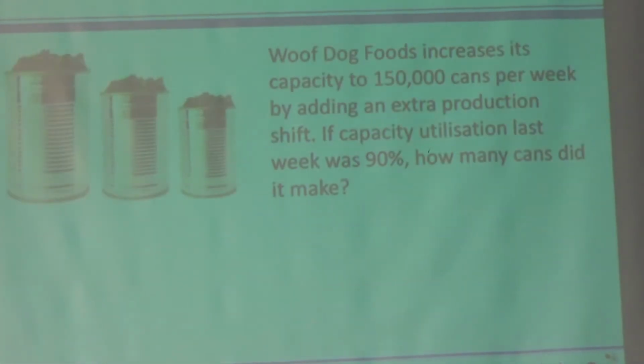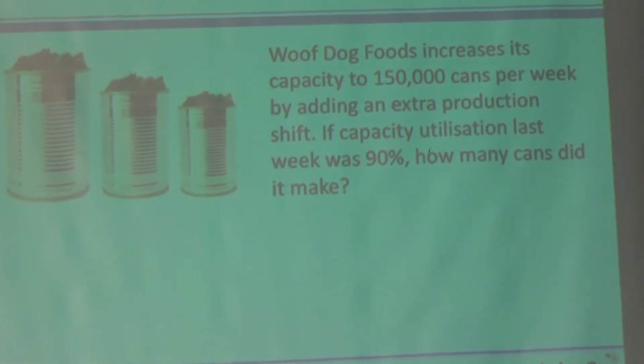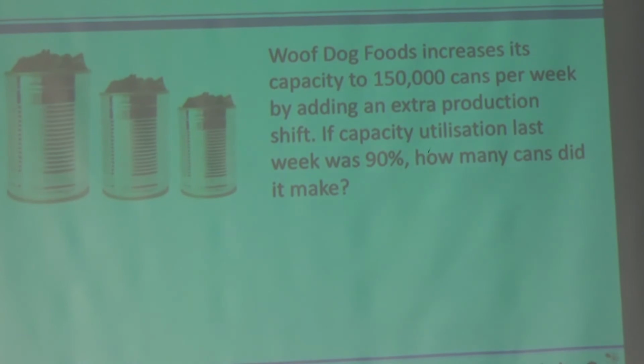Let's just change the example slightly. We're still with Wolf Dog Foods, but now we're told good news in the dog food industry. Wolf Dog Foods has increased its capacity to 150,000 cans per week. And it's done this by adding an extra production shift. If the capacity utilisation last week was 90%, how many cans did it make based on this new capacity? Have a go at doing the calculation and then pause the video and see if you get the question right.